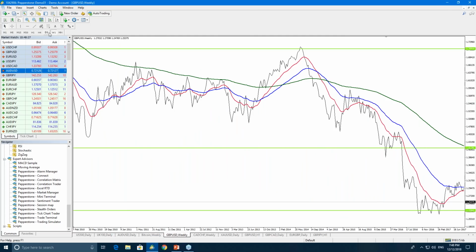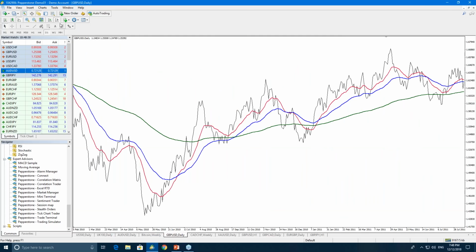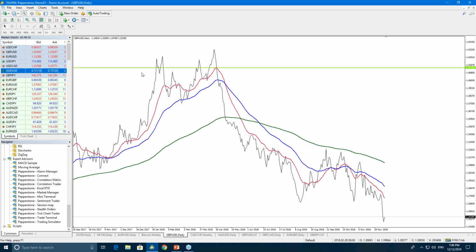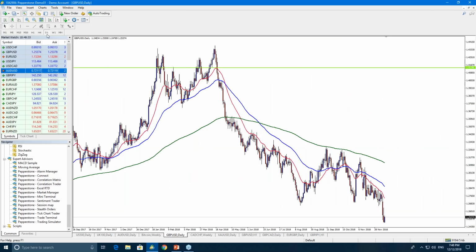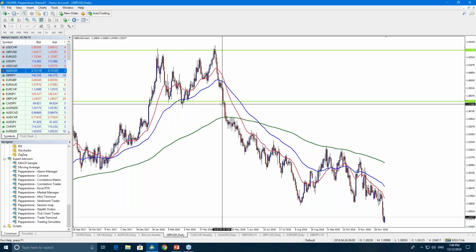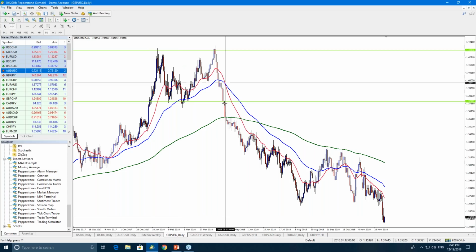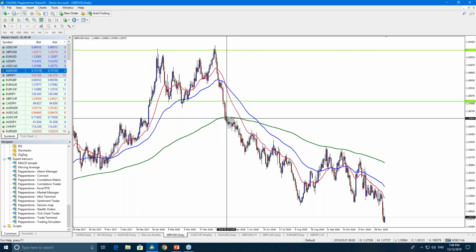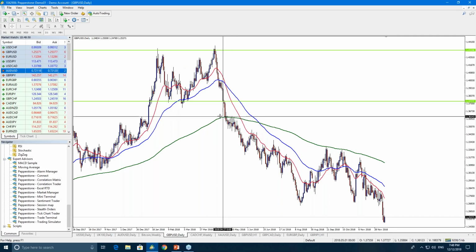So let's just break it down to a daily all of a sudden. Look at what happens here. I'm starting to see a bit of a pattern going on here, where at this point, a few of you will be able to recognize, look at that, it's a double top. And that double top broke, and then soon after that break, the price went under the 200 moving average.